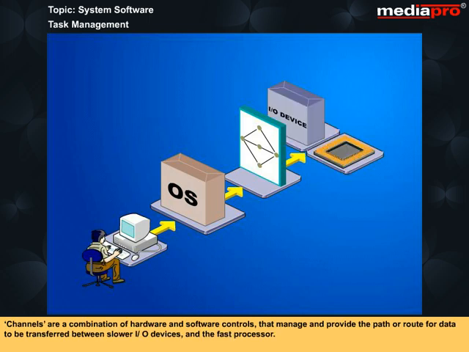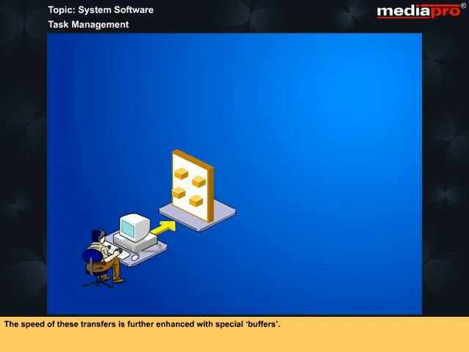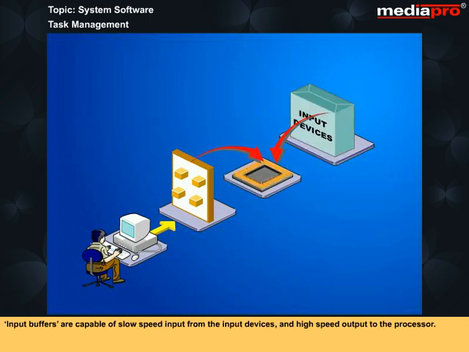Channels are a combination of hardware and software controls that manage and provide the path or route for data to be transferred between slower input-output devices and the fast processor. The speed of these transfers is further enhanced with special buffers. Input buffers are capable of slow speed input from the input devices and high speed output to the processor. Output buffers allow very fast input from the processor and slow output to output devices.